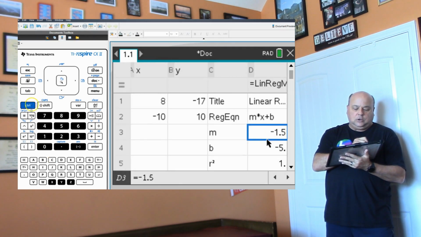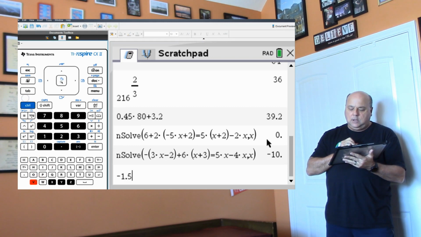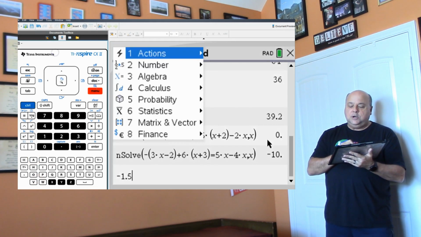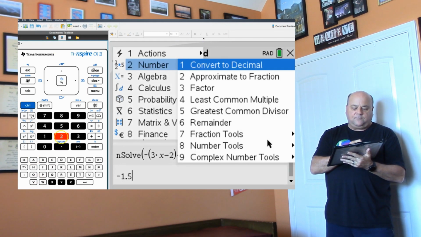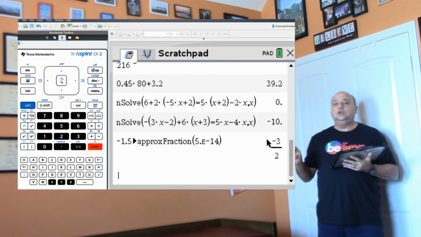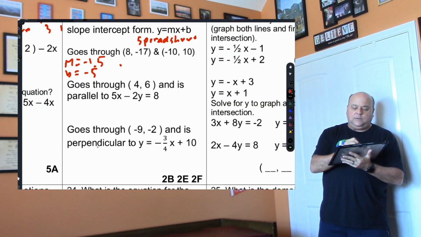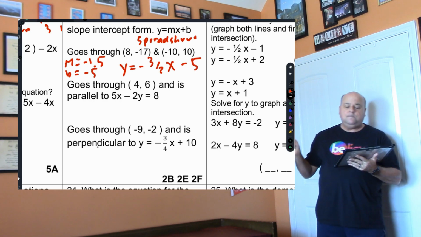And just hit Control C. And then hit Home and A. Now then Control V. And then Menu, Number, Convert to fraction, approximate to fraction, enter, and it's negative 3 over 2. So that negative 1.5 would be negative 3 over 2. So the equation is y equals negative 3 over 2x minus 5.